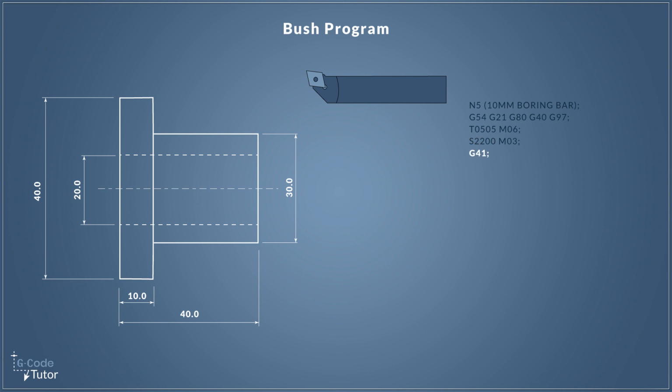So G41 is our tool nose radius compensation G-code. Now, when we're cutting on the outside of the part, we were using G42. And because we're cutting inside here, we're using G41.